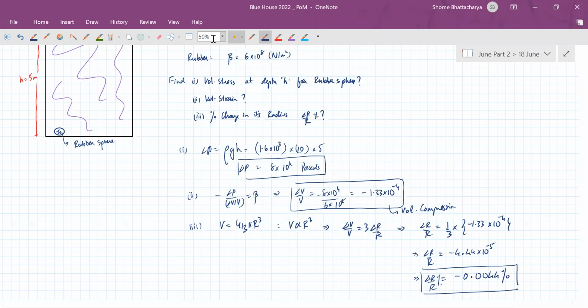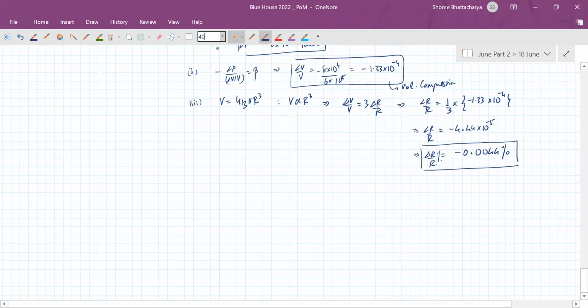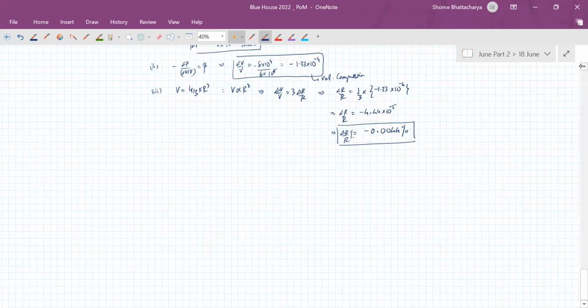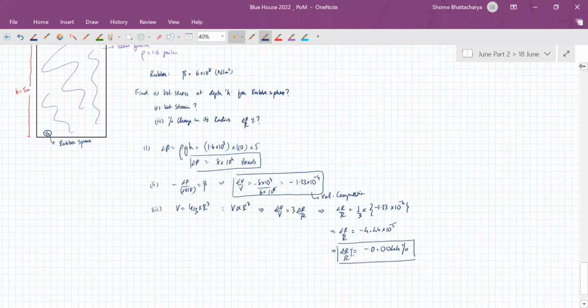This is the change in pressure. I mean, this is a percentage change in radius.